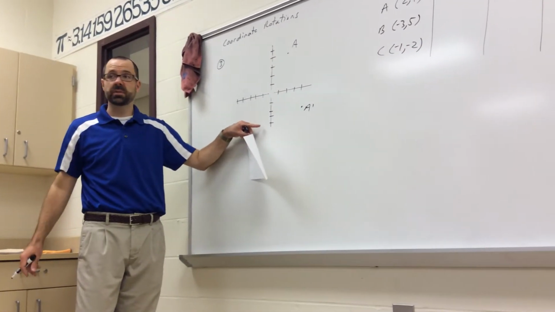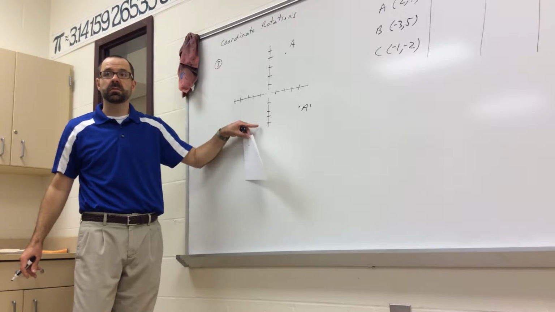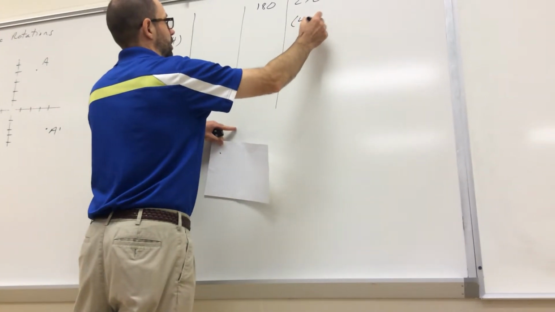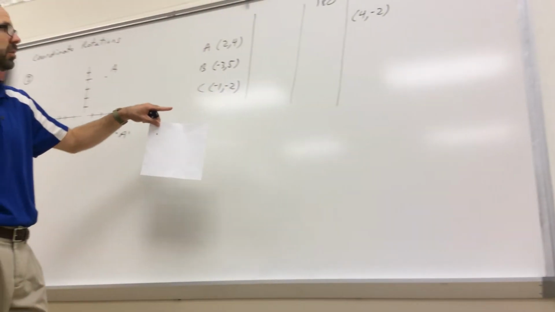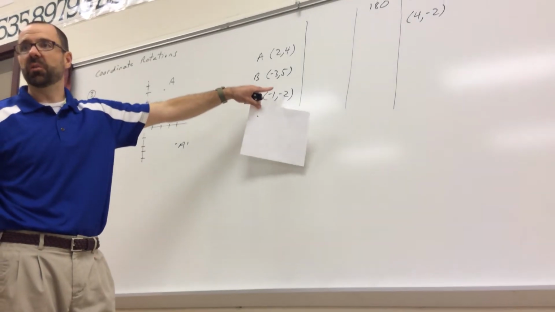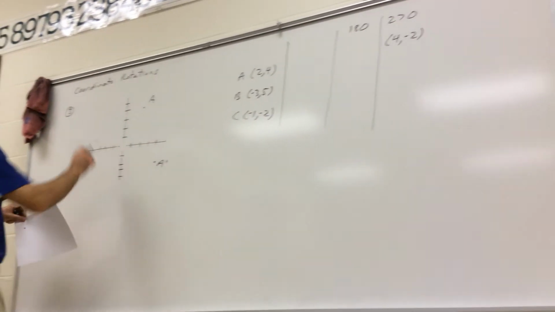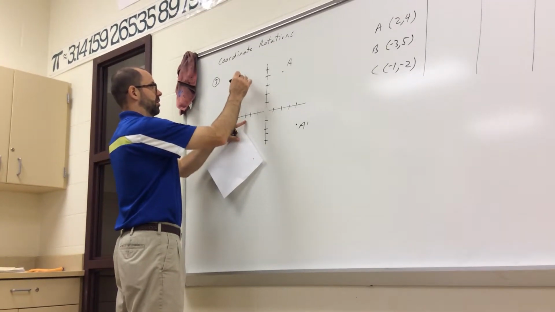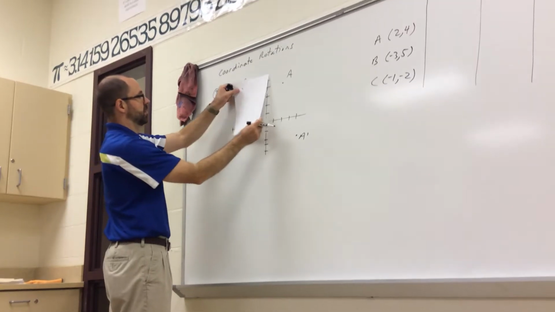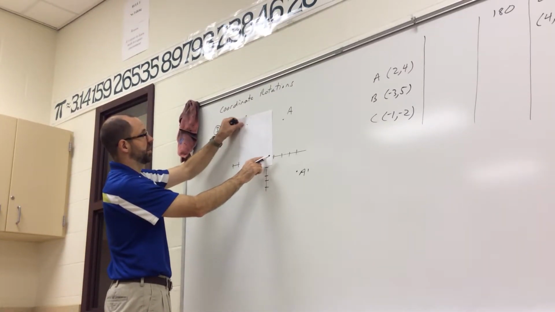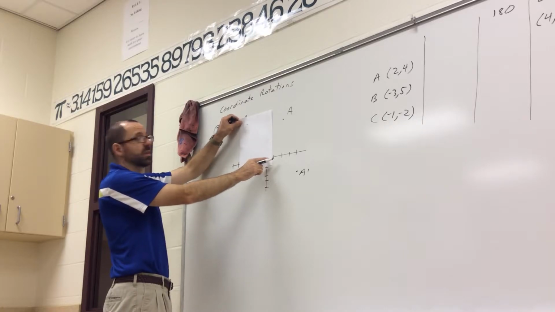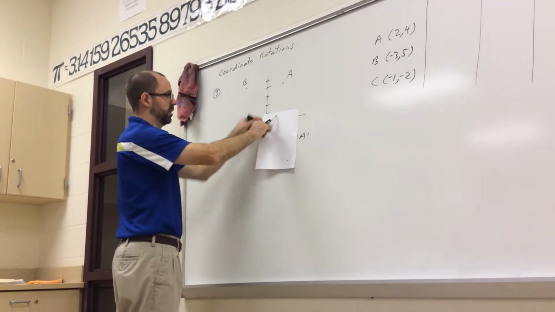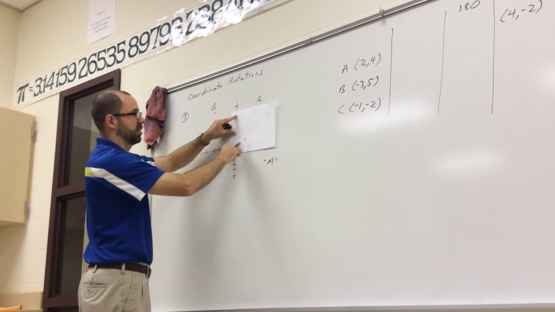What are you getting for A prime? +4, -2, good. I'd probably better do another one before we guess at the pattern. So -3, 5. There's my -3, 5, and I'm going to do 3/4 turns. Here's B. So 1, 2, 3. So it ends up over here.